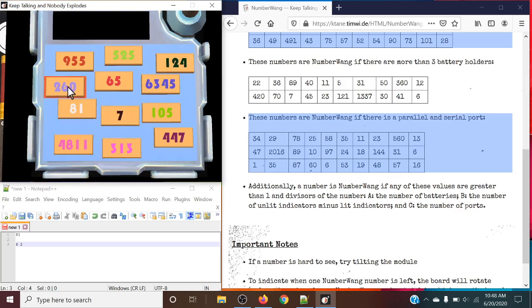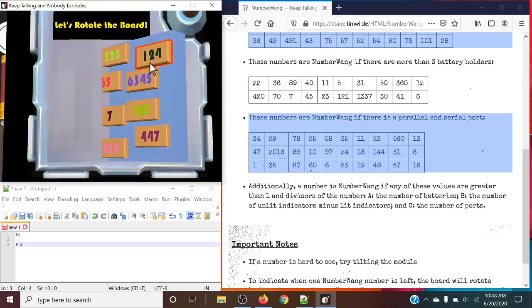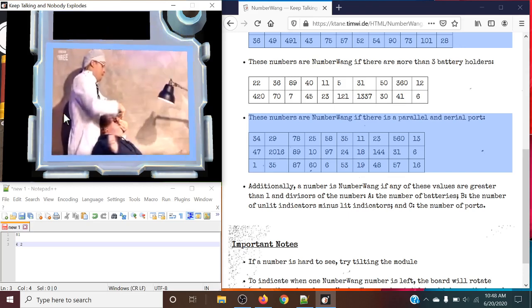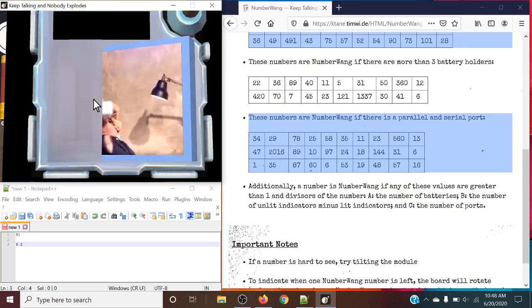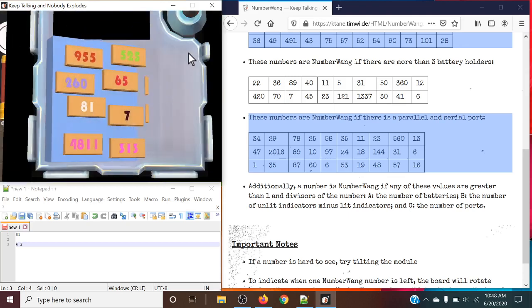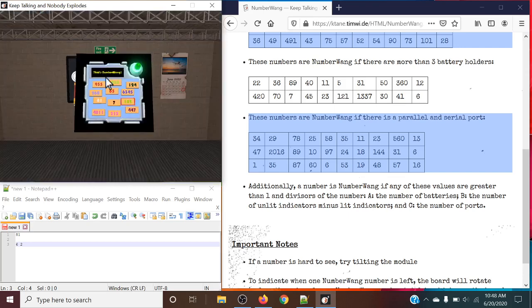So we have 260, and since we have 1 more left, 124, that's going to be our last one right there. Let's press 124, and just like that is a solved module.